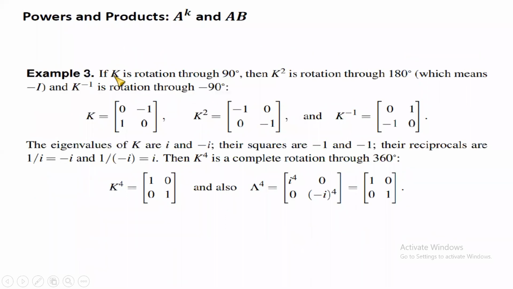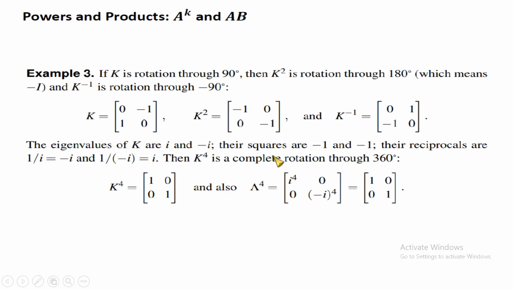So let us take an example. If K is a rotation of 90 degrees, then K squared is rotation through 180 degrees, which means we have minus I, and K inverse is the rotation through minus 90 degrees. So K is given over here, K squared is K into K, and K inverse is this value. The eigenvalues of K are i and minus i, their squares are minus 1 and minus 1. Their reciprocals are 1 by i equal to minus i, and 1 by minus i equal to i.